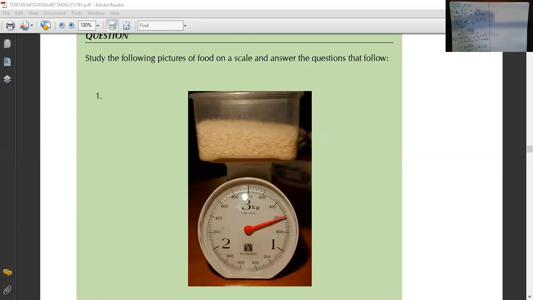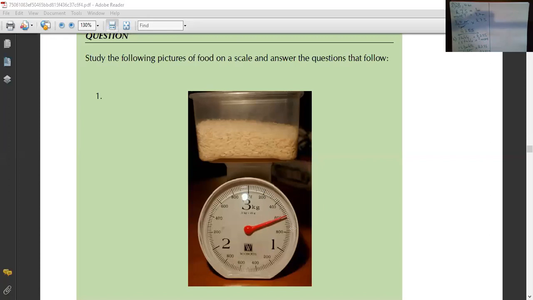This scale is able to measure up to 3 kgs. That is the maximum it can measure. We're also given these small markings on this scale. We can count, 1, 2, 3, 4, 5. There are 10 divisions from 0 to 200, so each division is representing 20 grams. We have 20, 20, 20, 20 grams for each small division on this scale.